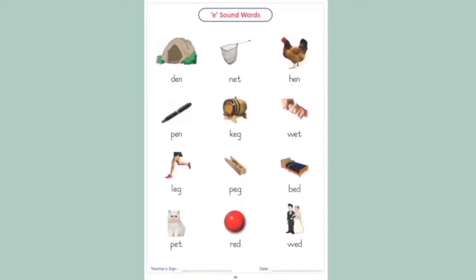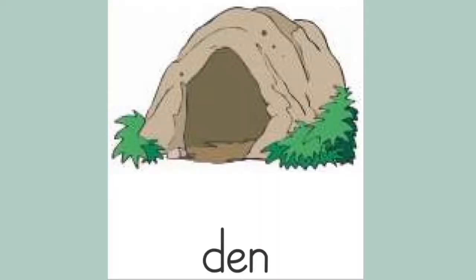The first picture is den. Lion lives in a den. D says D. E says E. N says N. The N den.